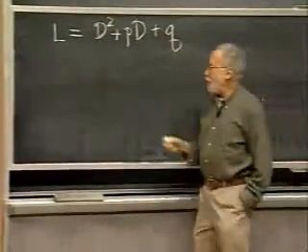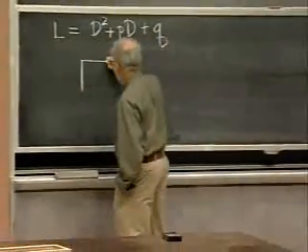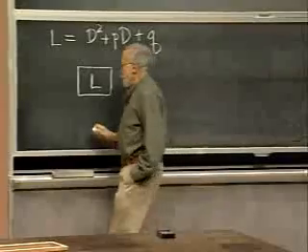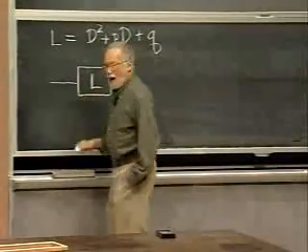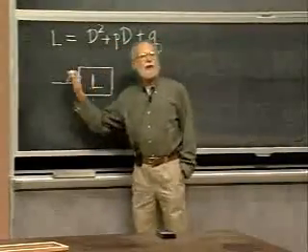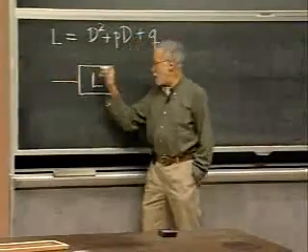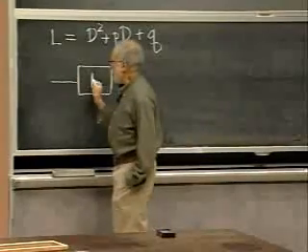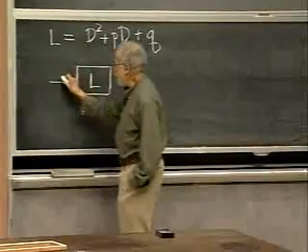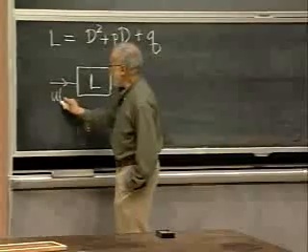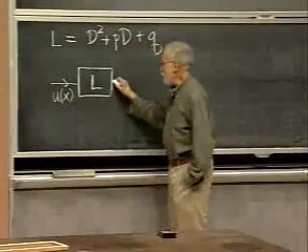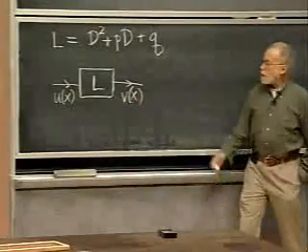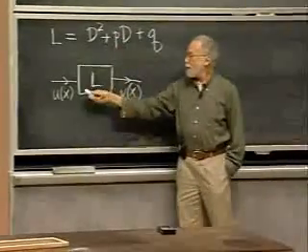But the way to think of L is as a black box, a function. What goes into this black box? Well, if this were a function box, what would go in would be a number, and what would come out would be a number. But it's not that kind of a black box. It's an operator box, and therefore what goes in is a function of x, and what comes out is another function of x, the result of applying this operator to that.